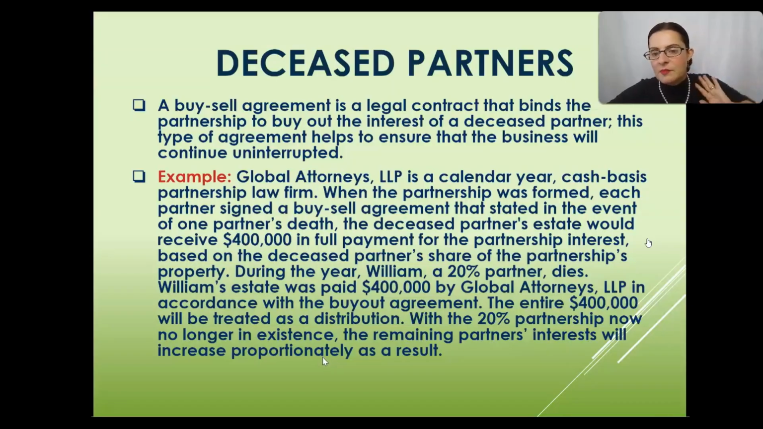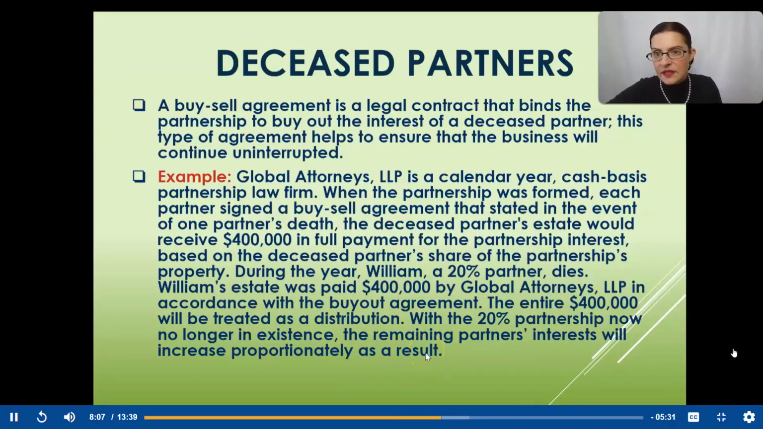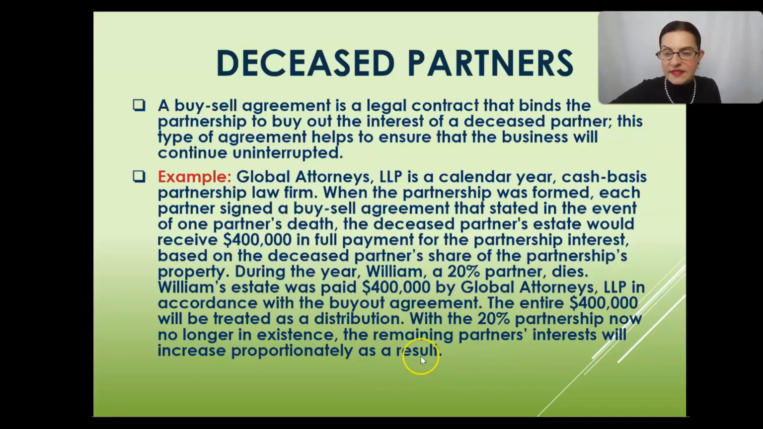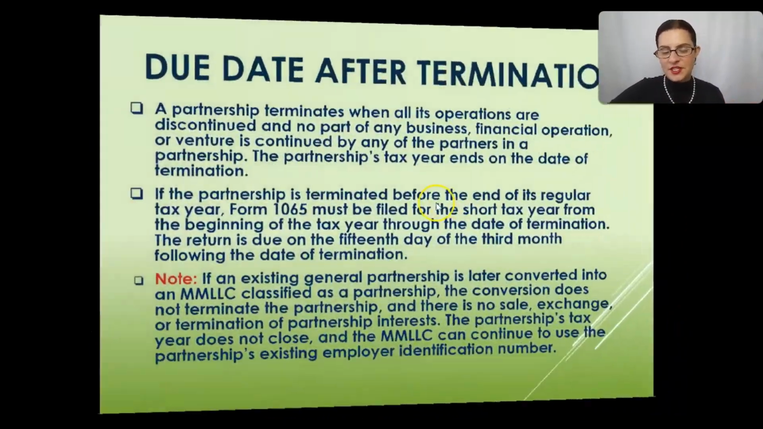partnership agreement. But he was a 20% partner, and let's say it was 5 partners, then the 4 partners that are left, they would each have 25% share, if that was the case, if it was 5 partners. But I want you to understand how this works. If there's a buy-sell agreement, then the partnership basically pays the estate, and the remaining partners, their interests will increase proportionately as a result. Got it? Due dates after termination.